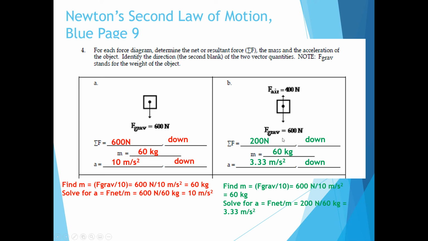If we go on to B, we're going to do the same thing. The net force is 200 newtons down. We do that by comparing those two. The mass is going to be 60 because it's 600 divided by 10. And when we take acceleration equals net force divided by mass, we take 200 divided by 60, we get 3.33 meters per second squared. Pause the video as you need more time.